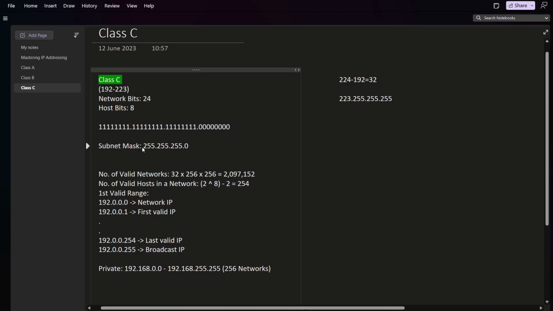If you are preparing for a networking exam like CCNA and such, then this is the basic or foundational thing you need to know, which is the subnet mask. So we are going to learn that very deeply.